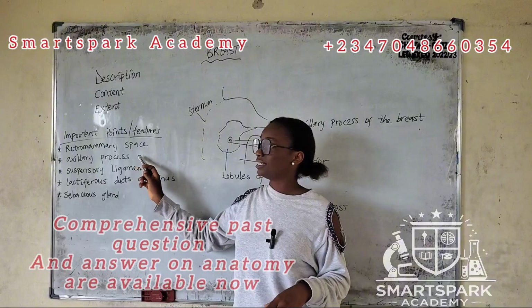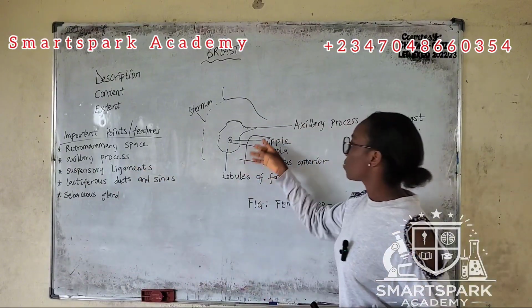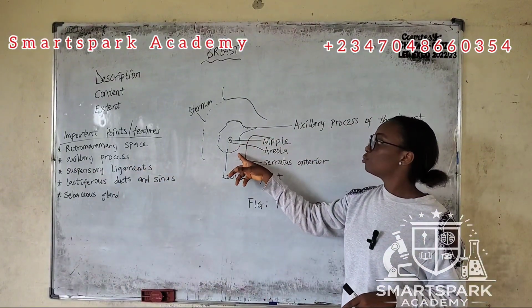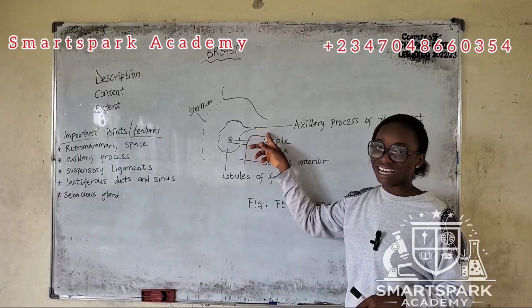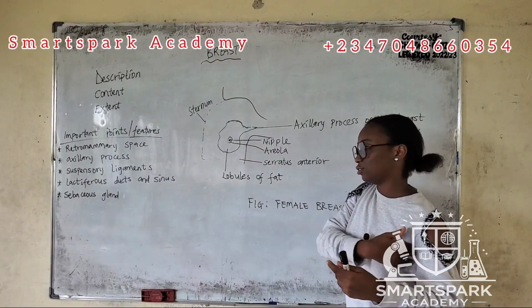The next thing is the axillary process. Now, from our diagram, some lobules of fat give off into the axilla. It's what forms the axillary process. You can check it on your body.